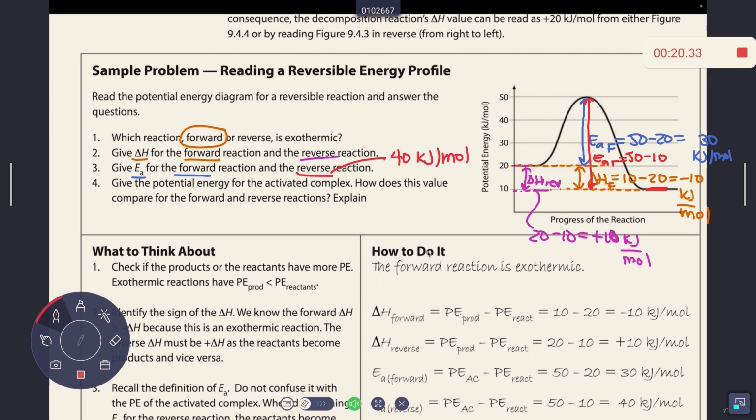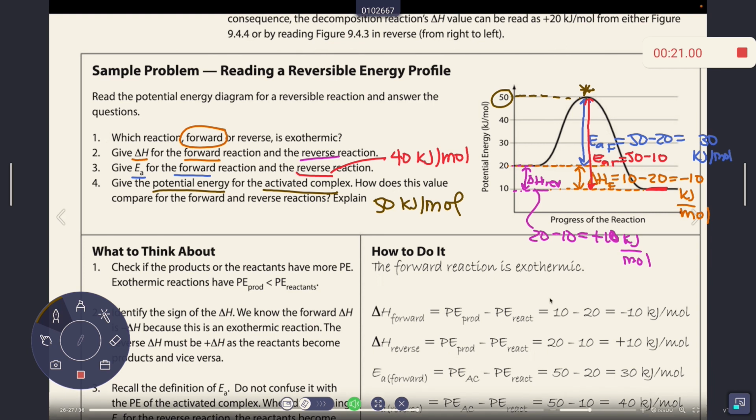Now, they want the potential energy of the activated complex. That's up here. So what is that value? Yep, 50 kilojoules per mole. Does that value change whether we're looking at the forward or the reverse reaction? No, it stays the same. Okay. All right, on the next page are some practice problems. I want you to do numbers 1 and 2 with the person sitting next to you, and let's see what you come up with.